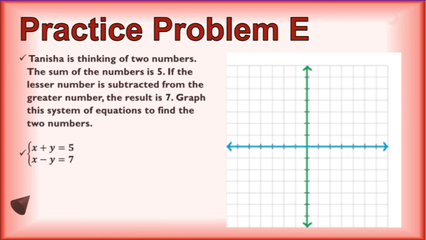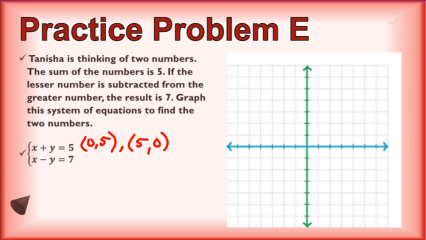And our last one, Tanisha is thinking of two numbers. The sum of the numbers is 5. If the lesser number is subtracted from the greater number, the result is 7. Graph this system of equations to find the two numbers. Okay, so for this first one, if x is 0, y has to be 5. If y is 0, x has to be 5.